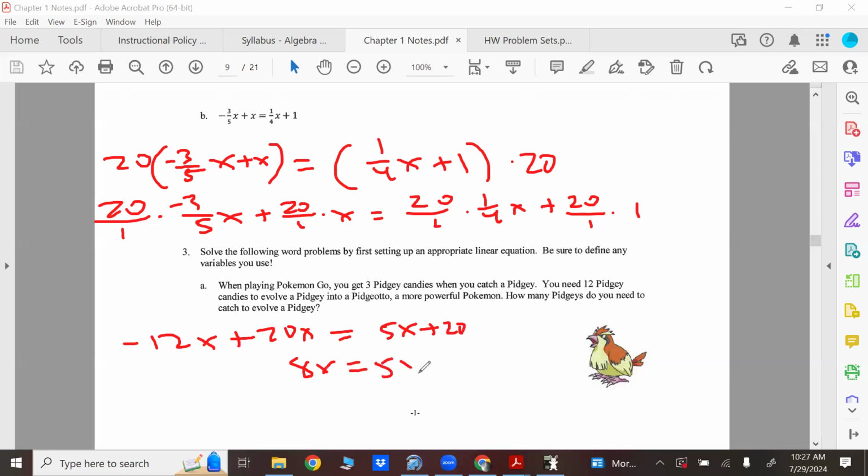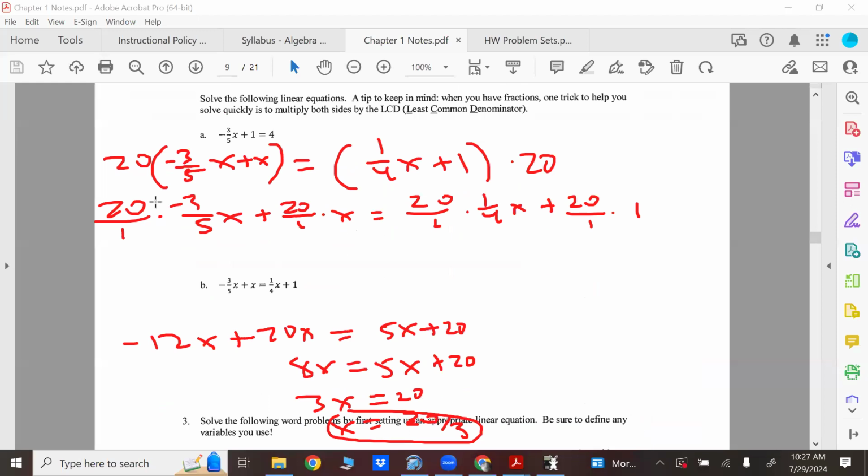8x equals 5x plus 20. 3x equals 20. X equals 20/3. So yeah, that's what I would do. Instead of combining the fractions, I would just get rid of the fractions right away. That'd be my approach. So what you're doing, I think it says so up above. Yeah, multiply both sides by the LCD. It says it right here. Multiply both sides by the LCD. You literally do that.